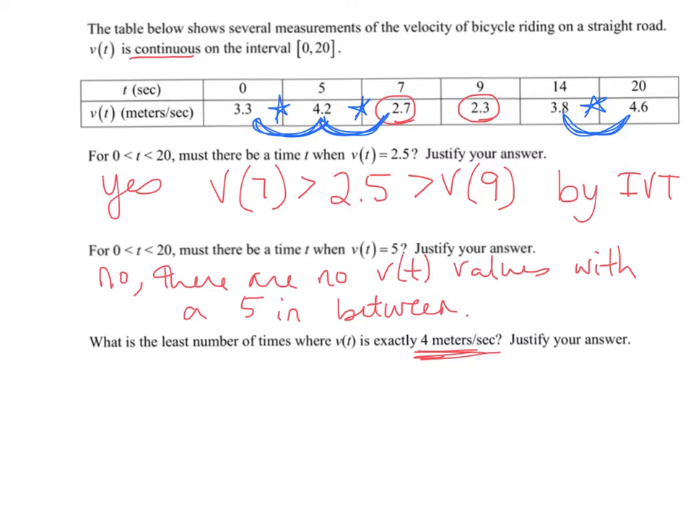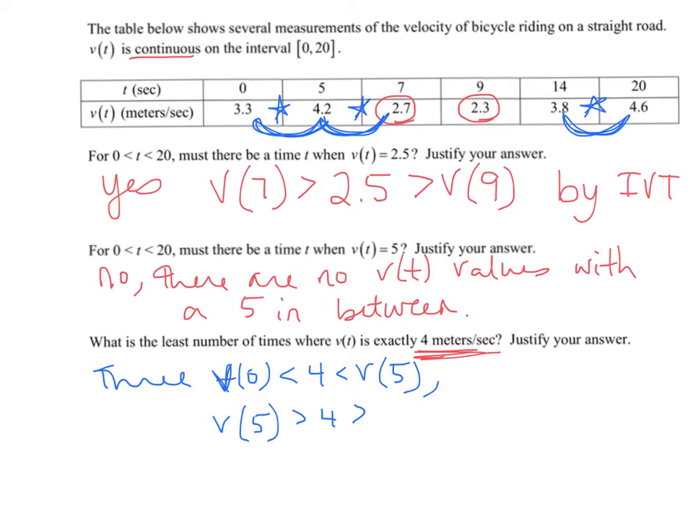So I would say that 3, because v of 0 is less than 4, which is less than v of 5. V of 5 this time is greater than 4, which is greater than v of 7. And then the last one, v of 14, is less than 4, which is less than v of 20.